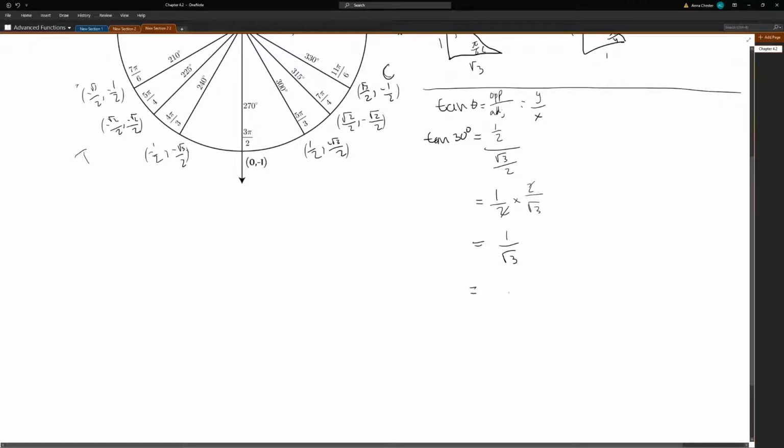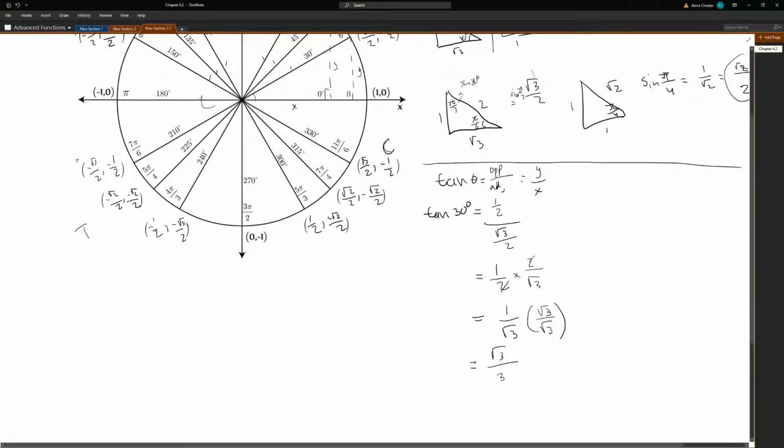Now, since we know we can't have a square root in the denominator, we need to rationalize this by multiplying everything by square root of 3. The reason why we could do this is because this equals 1, right? So all we're doing is just rewriting what this actually equals. So we multiply the top by square root of 3 and we get square root of 3. Then square root of 3 times square root of 3 actually just removes the square root and we're left with square root of 3 over 3. So that's what tan 30 is equal to.